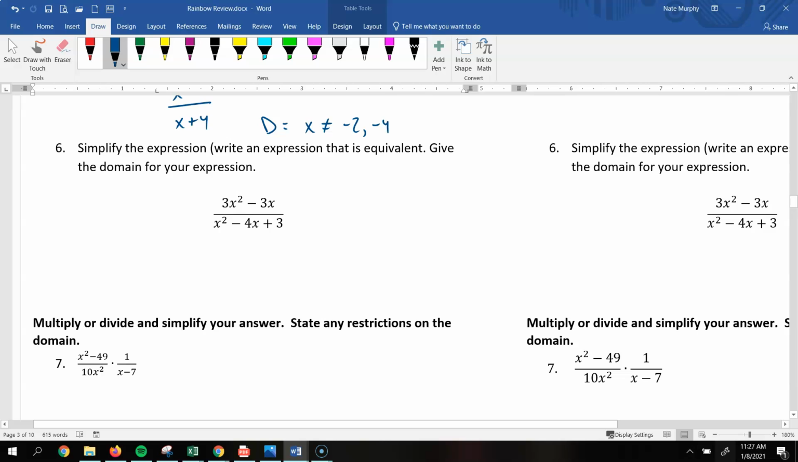All right, let's look at number 6. So for number 6, I'm going to start by factoring the numerator and the denominator, because in order to figure out how to simplify this, we need to get both the numerator and denominator in factored form. So in the numerator, I see that we can factor out a 3x. Now you got to be careful. If we start out with two terms originally, we're going to have two terms in parentheses.